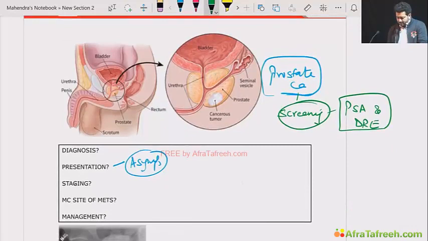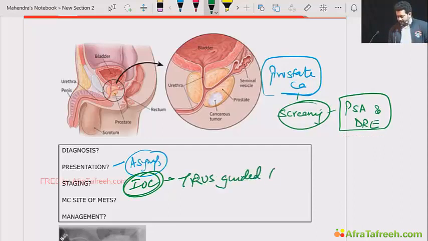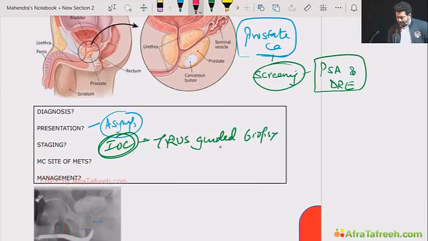What is the investigation of choice for prostate cancer? Very important. This year only this question was asked. TRUS-guided, transrectal ultrasound guided biopsy. This question was recently asked in one of the NEET exams. And what was given in that, this kind of image was shown, 4 of these images, and they asked what kind of biopsy you will do, how many biopsies.